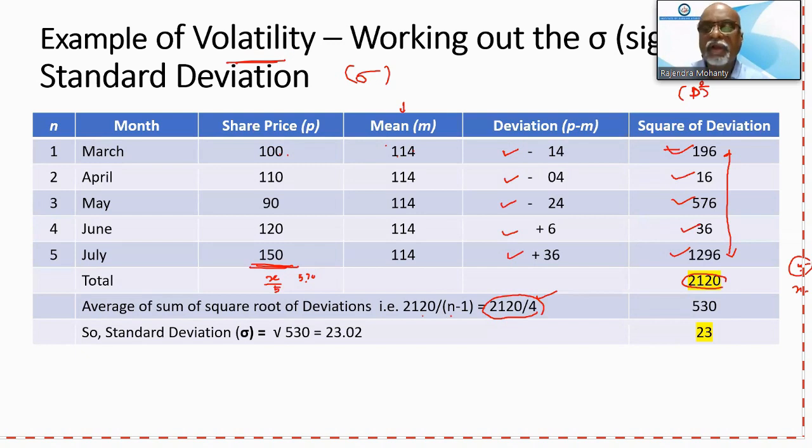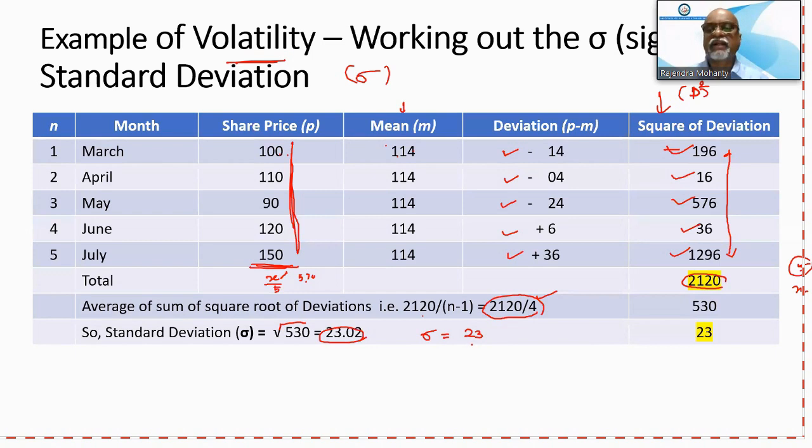So always remember, for standard deviation calculation, for a simple data sample, we have to take the average by n minus 1 in this spot only, not for this one. For the share price, when we took the average, we divided it by 5. But here, instead of 5, we are dividing by n minus 1. So n minus 1 becomes 4. So 2120 divided by 4 becomes 530. So the square root of 530 is 23.02. So our standard deviation is 23.